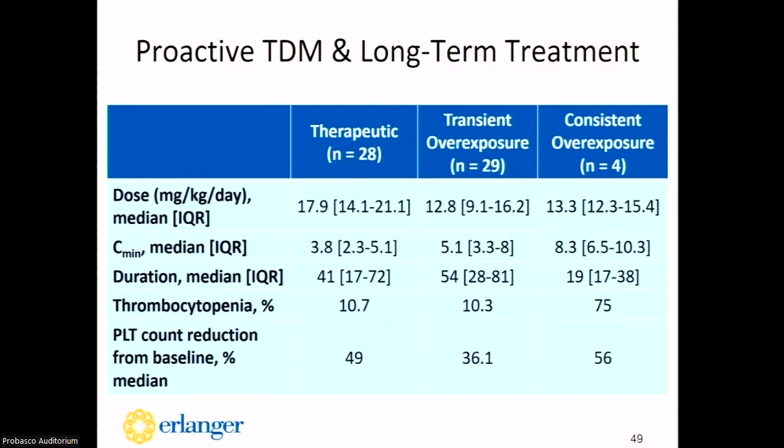Target trough concentrations were set at 2 to 8 milligrams per liter, and thrombocytopenia was defined as platelet counts less than 112.5, or again, a 25% decrease for those with platelet counts at baseline of 75 to 149.